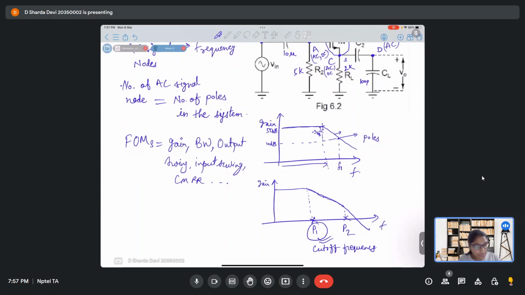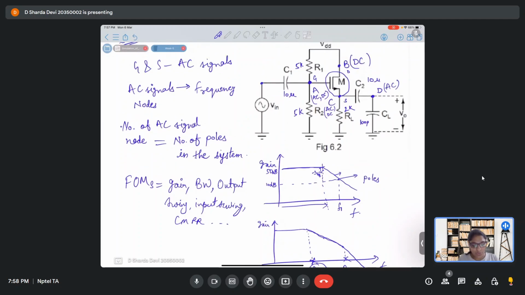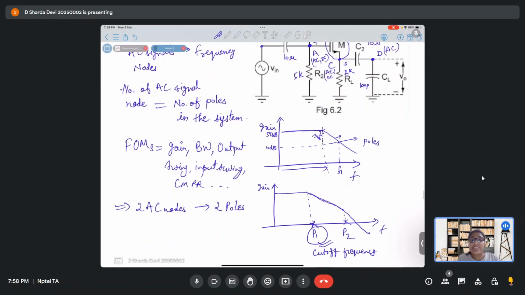So first of all, we have to find the number of poles in the system. Second, we have to find what is the smallest magnitude pole, because the smallest magnitude pole is actually your cutoff frequency. Is this clear? Yes, ma'am. Okay. So with this discussion, let's move ahead. I have told you the number of AC nodes will give you the number of poles in the system. So in this circuit that we are seeing, how many AC nodes are there? 2 AC nodes. Okay, which means 2 poles. And what is the value of those poles?